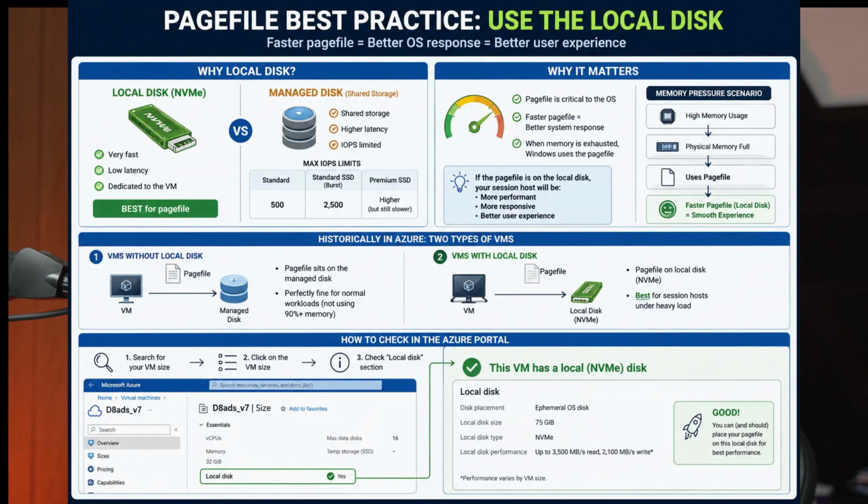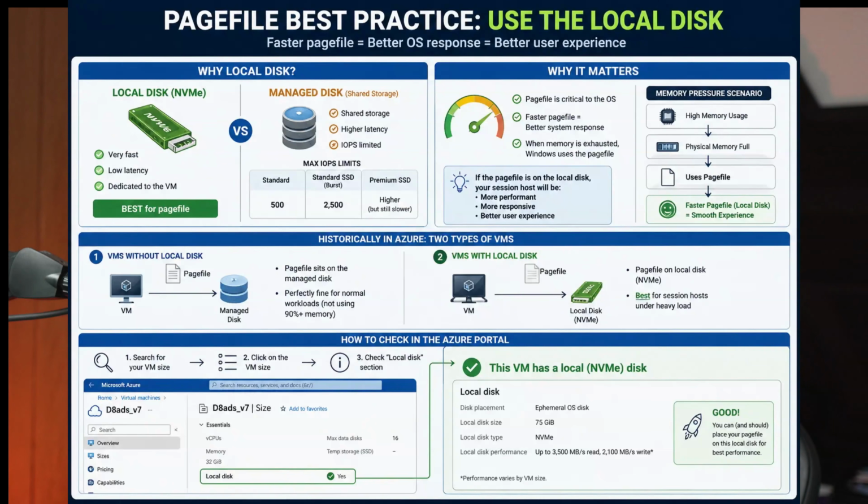All right, so historically, it's been best practice to basically put your page file on the local disk. The reason being is because the local disk is a very fast disk, right? Whereas a managed disk is essentially on shared storage. You get about a maximum of 500 IOPS if it's standard, then up to 2,500 IOPS if it's premium. But it's still going to be slower than local disk.